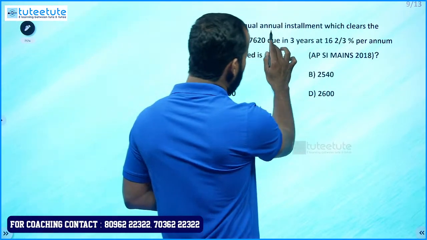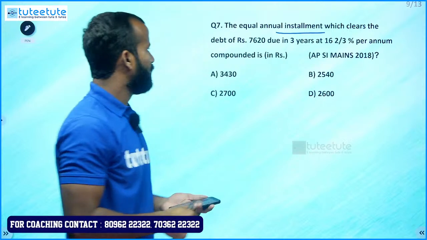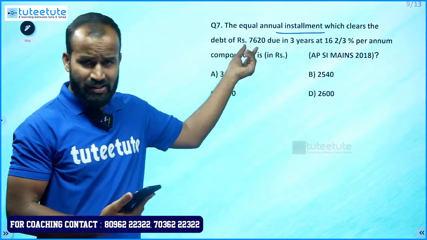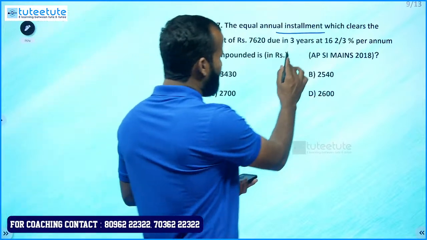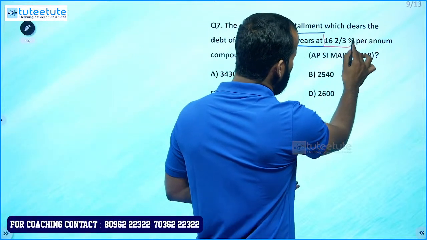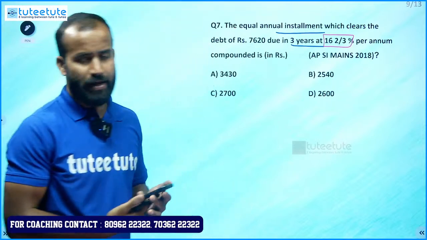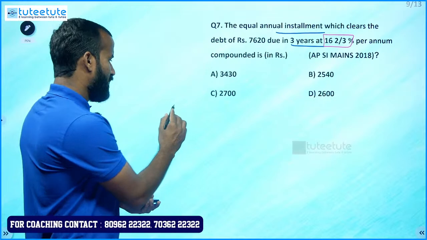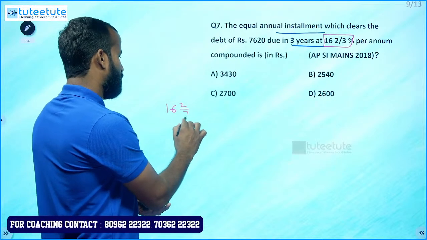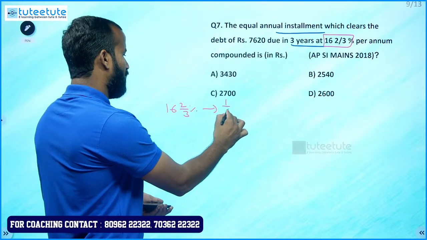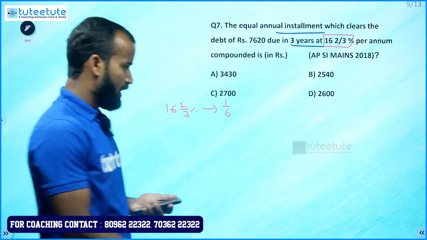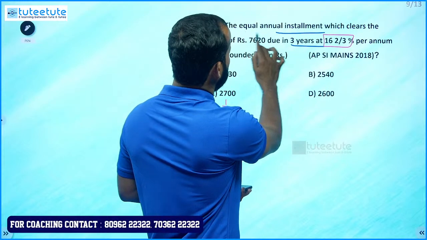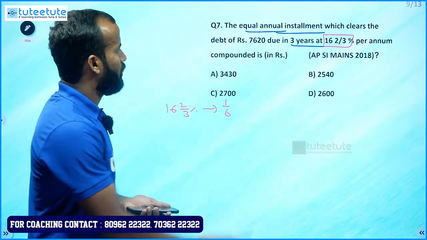The equal annual installments which clear the debt of 7620 due in 3 years at 16 2/3% per annum compounded is. See, again percentage to fraction value. So 16 2/3 percentage to fraction means it will be 1/6. So again how many equal installments? 2 equal installments I think, okay.